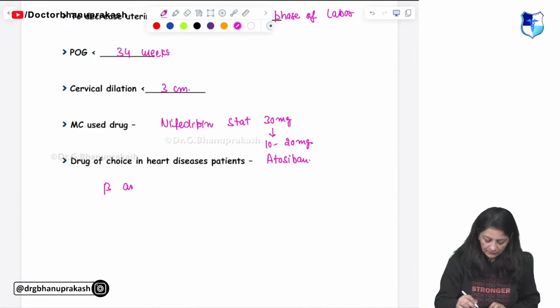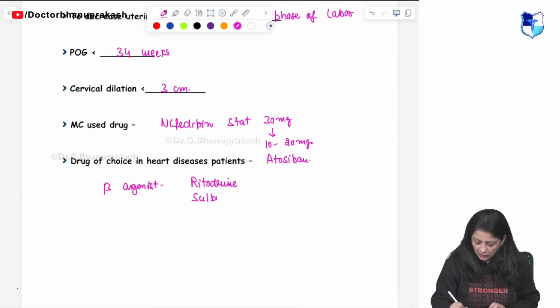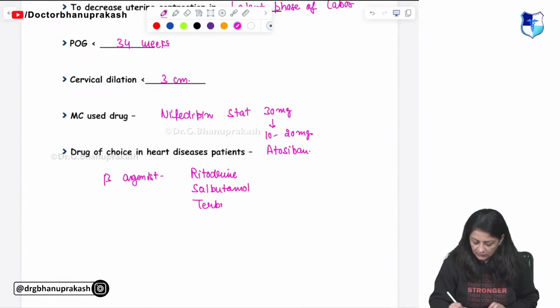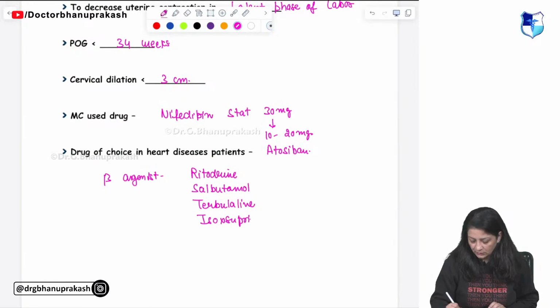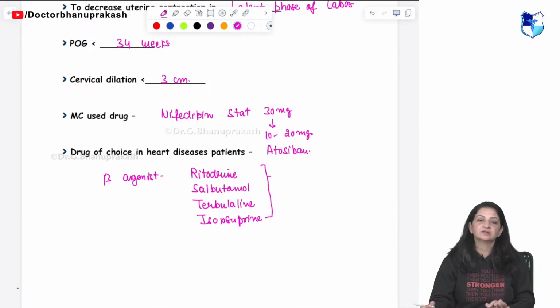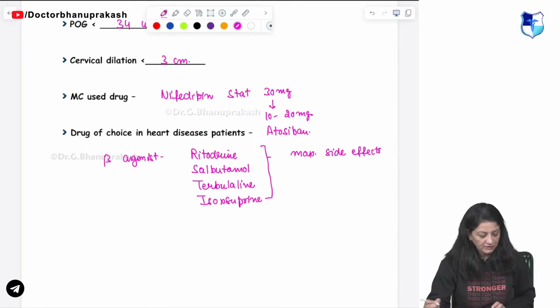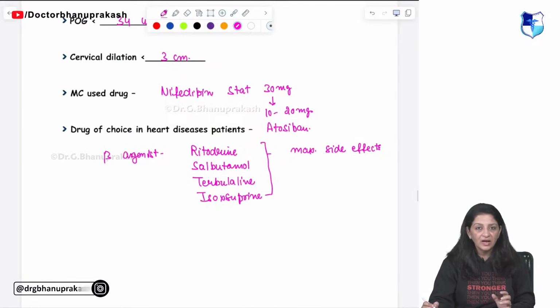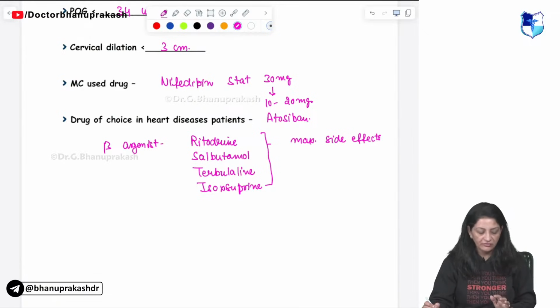Beta agonists: ritodrine, salbutamol, terbutaline, isoxsuprine. These beta agonist drugs are used as tocolytic agents, but they have maximum maternal side effects like tremors, pulmonary edema, hyperglycemia. Okay, so most commonly used drug is nifedipine.